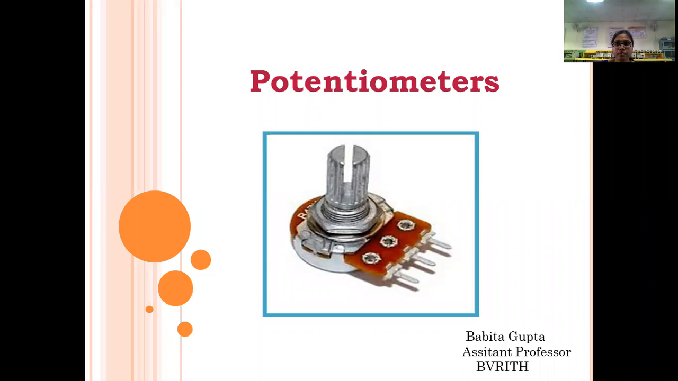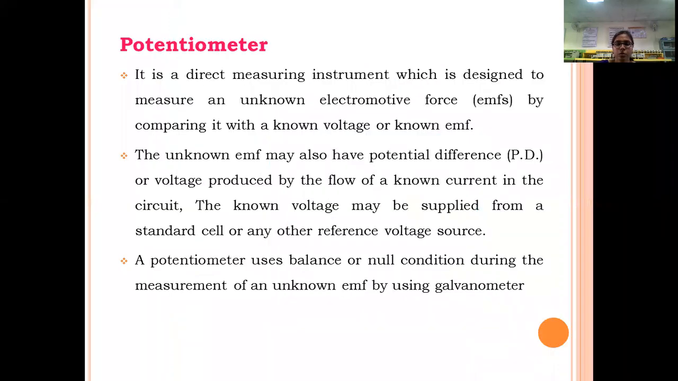Today my topic is potentiometer. So what is a potentiometer? Potentiometer is an instrument which is used to measure the unknown EMF by comparing with the known EMF. The known EMF will be supplied from the standard cell or any other reference voltage source.